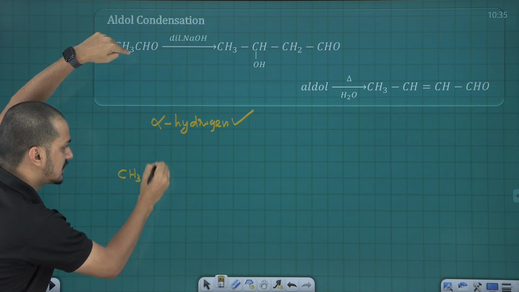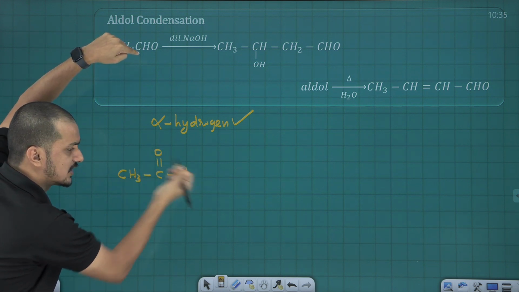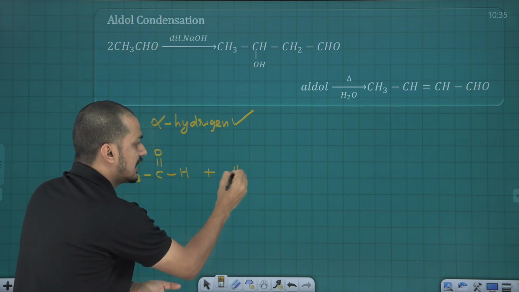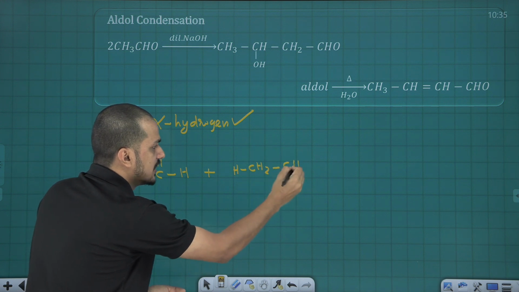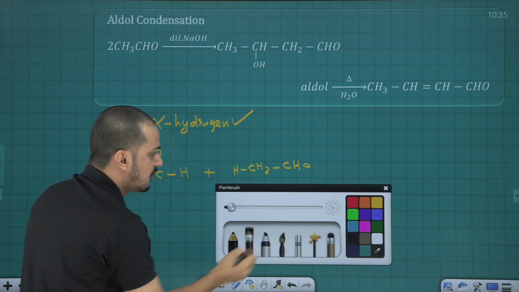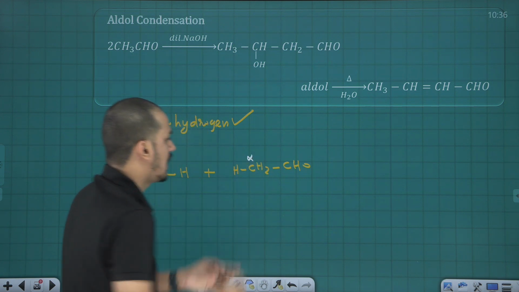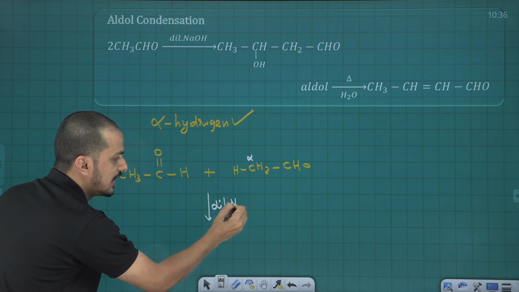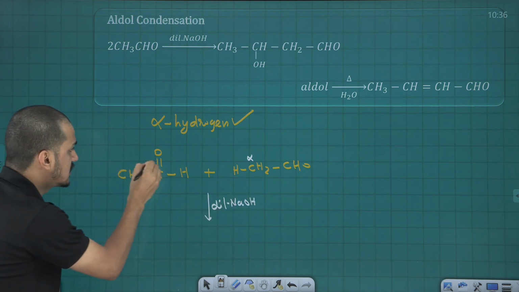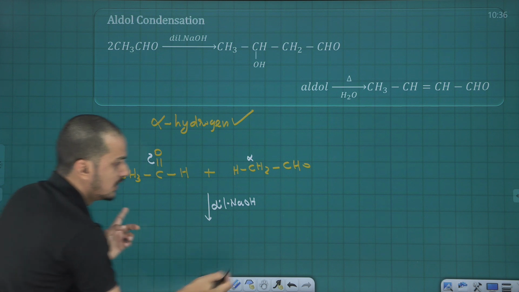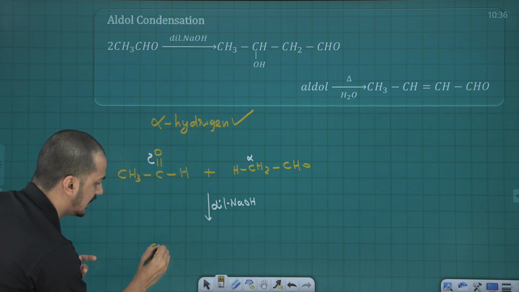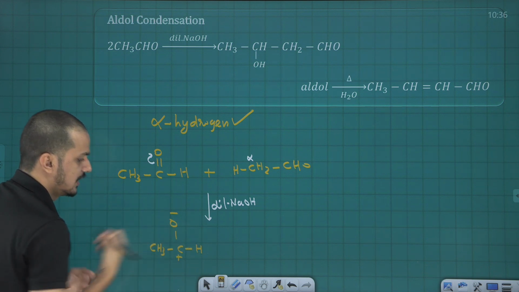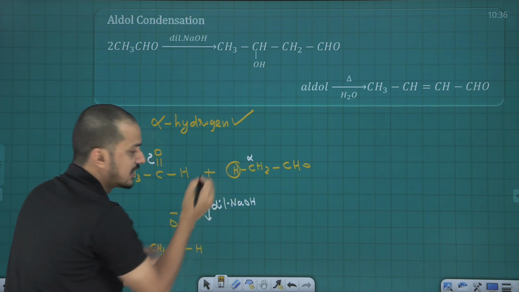CH3CHO we took. You can see CH3, C=O, H. This is CH3CHO that I am treating with one more molecule of CH3CHO, which I am writing like HCH2CHO. This is your functional group. The carbon attached to the functional group is called what? The alpha carbon, that contains alpha hydrogen. Once you are treating with dilute NaOH, dilute alkali, what will happen? This oxygen will take the electron towards it. So normally you know it will become CH3CO minus, and this will become plus. Here this alpha hydrogen is actually H plus.